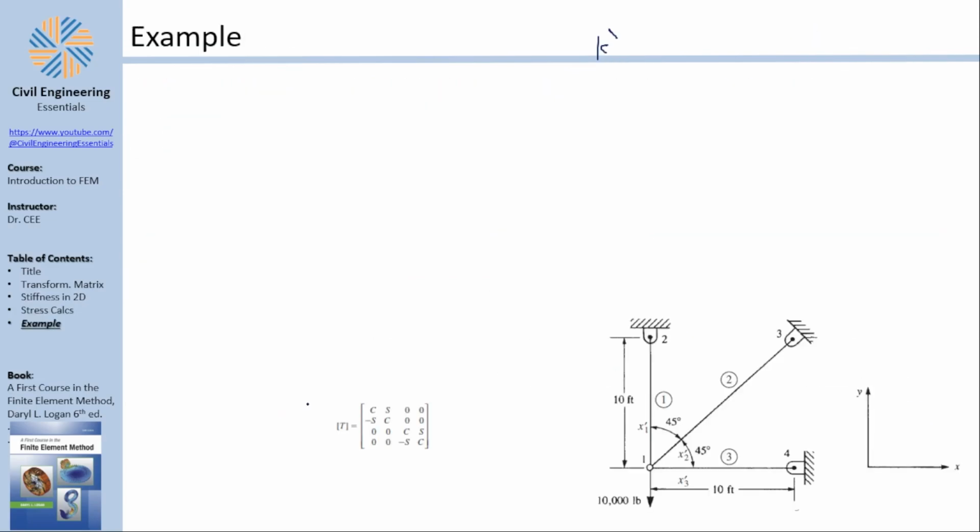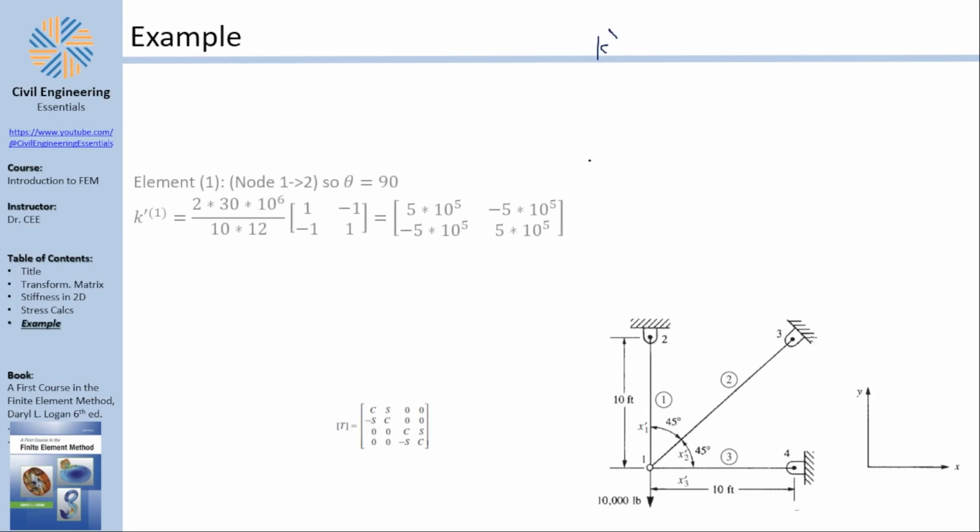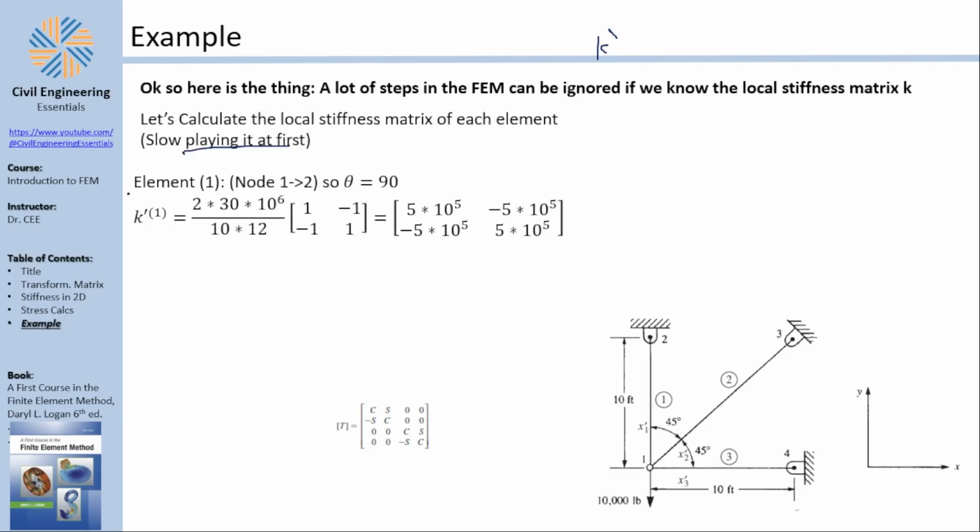I will only slow play it for one element because there are some ideas I want to cover, and then I will fast play it for the other elements. So slow playing it, element 1 is between node number 1 and 2. So element 1 connects node 1 to node 2. So that is its local axis.